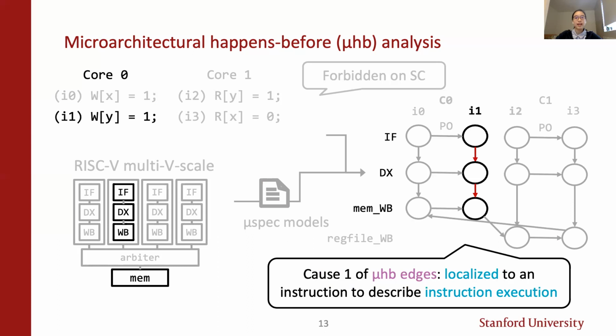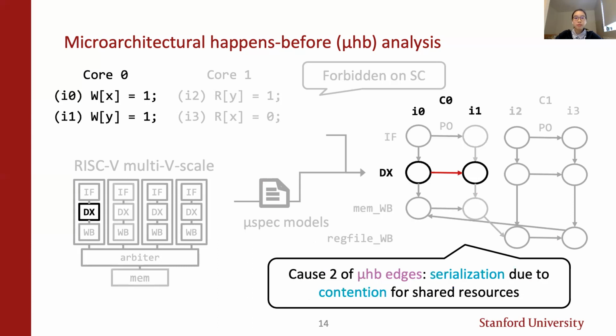For example, the red edges illustrate that the store instruction, like I1, updates first the IF stage, then the DX stage, and finally memory. Second, some edges represent ordering that results from instructions contending for shared resources. For example, both I0 and I1 on core 0 update the same DX stage. Therefore, the updates should be serialized, and the red edge shows the ordering is that I0 updates the DX stage before I1.